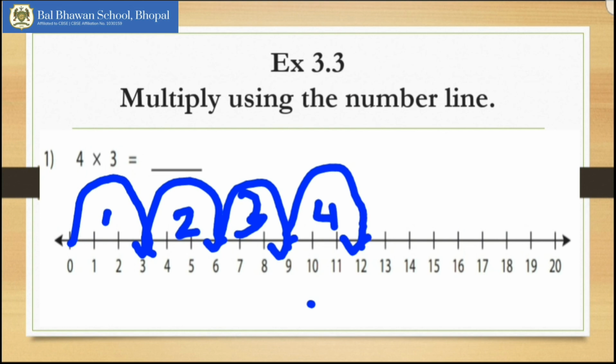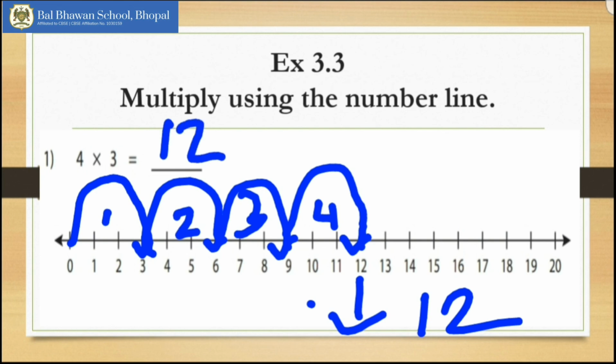So children, now how many jumps? How many times have you jumped? Yes, 4 times, and of 3 steps. Now where have you reached, which number? Yes, 12. So the answer is 12, and you can check your answer. You already know the table of 4. 4 threes are 12 only. So this way you can check your answer also. You already know the tables.